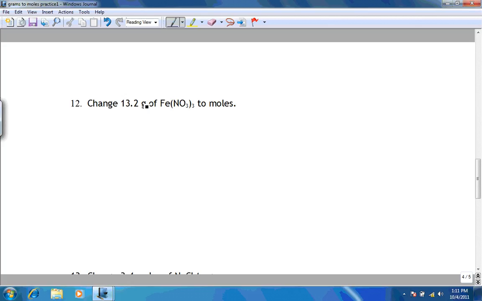This time we're going to do grams to moles of the iron 3 nitrate. So we have iron, nitrogen, and oxygen. Now remember, the 3 on the outside of the parentheses here goes to both the nitrogen and the oxygen. You're going to multiply both of those things by that 3. So we have 1 iron. Nitrogen, we have 1 times 3, so we actually have 3 nitrogens. And oxygen, we have 3 times 3, so we actually have 9 oxygens.